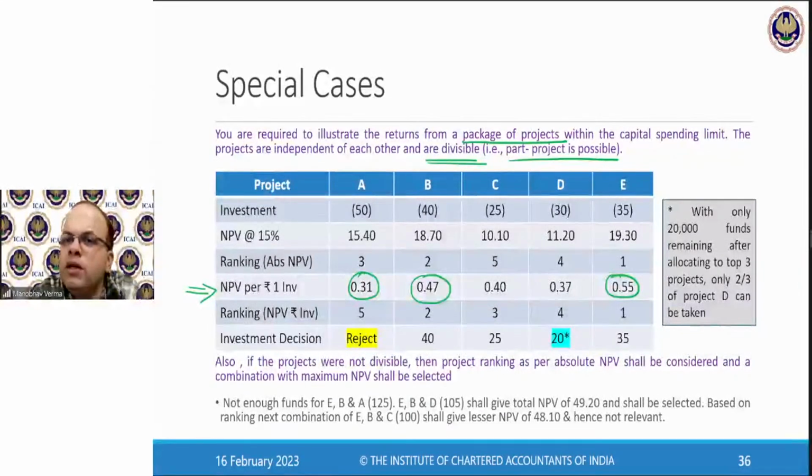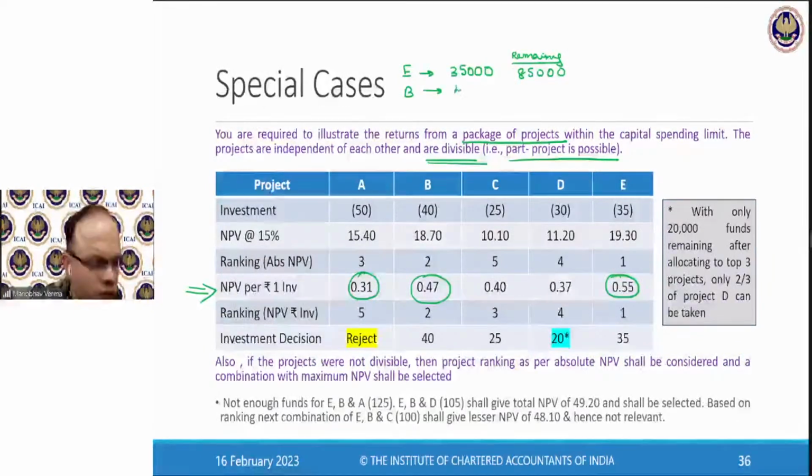Mind you, the projects are divisible. If the projects are divisible, we are utilizing the entire 1,20,000. So let's see, we go with this rank. If we go with this rank, my first target would be project E, which has 35,000. How much am I left with out of 1,20,000? Remaining is 85. My second rank is project B. If that is the case, we are looking at another 40,000.